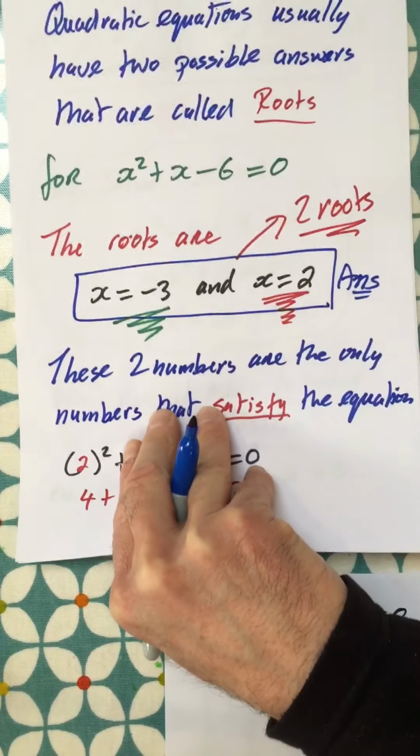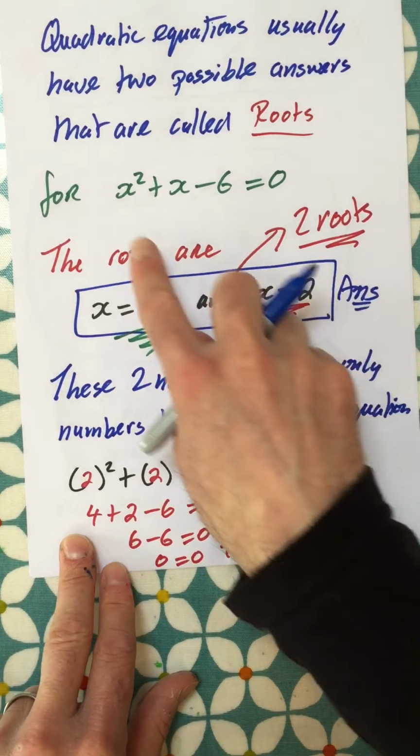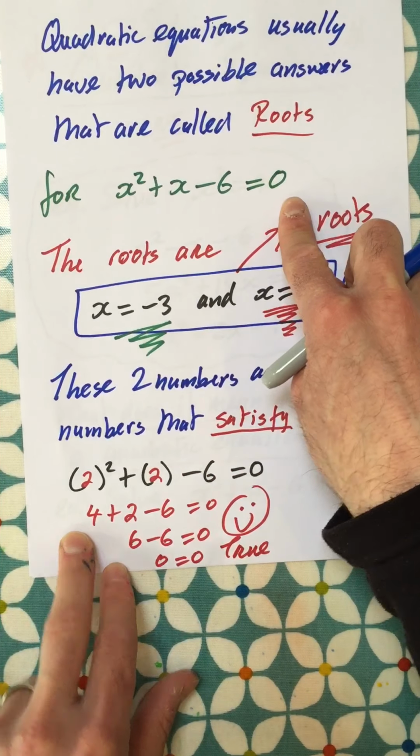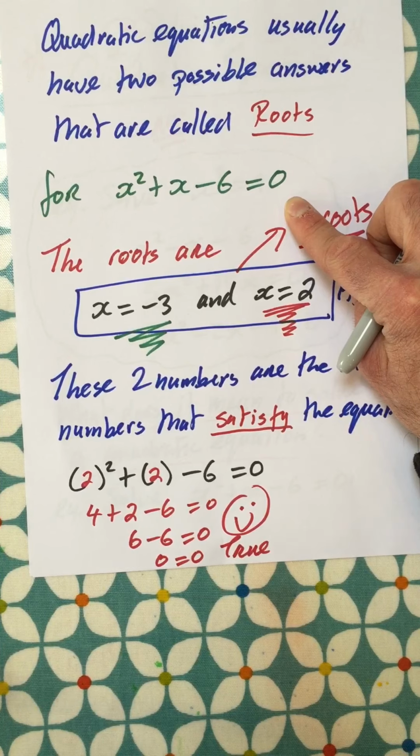Now, how was I able to solve this equation? When I give you an equation like this, how can you come up with the two answers like this? Well, that's what I'm going to teach you over the coming videos. It's called solving a quadratic equation.